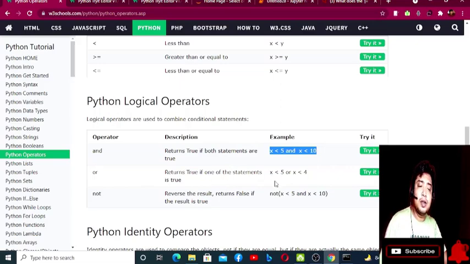Say for example, x equal to 5 and y equal to 4, and I have expressed something: if x equal to 5, then print a statement, and this statement is true. What I am actually trying to make you understand is the concept. Then not: it returns false if the result is true.